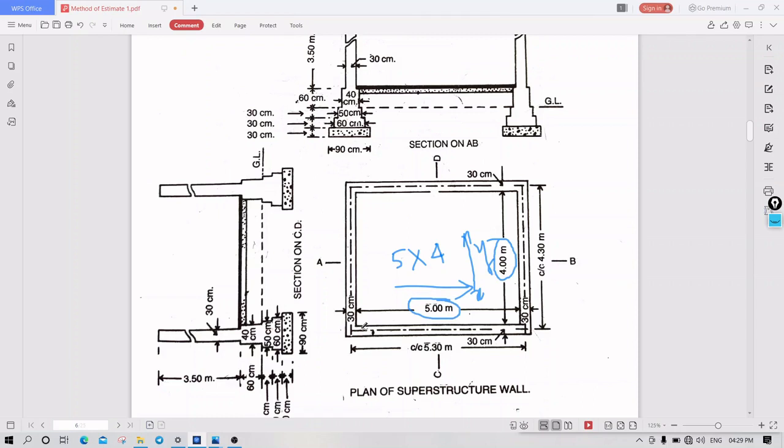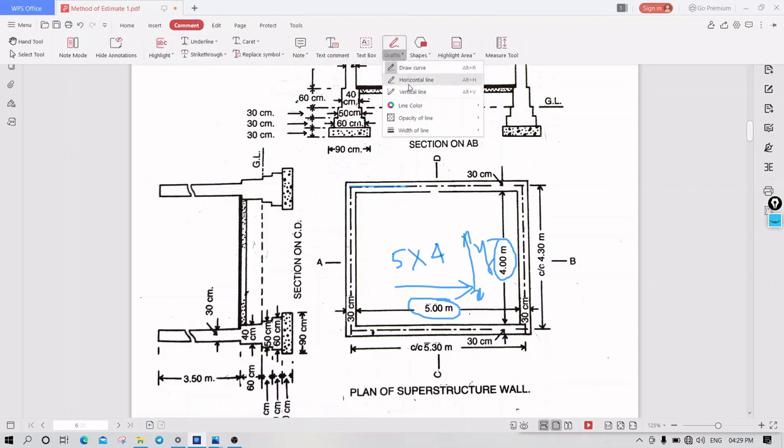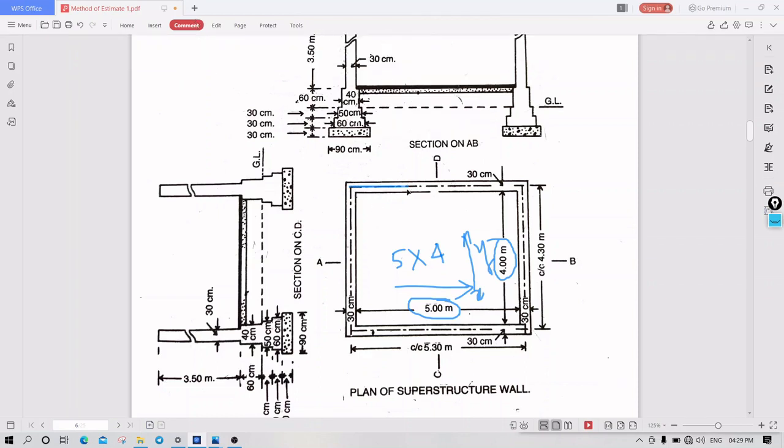First, we need to find the center line. What is the distance of the center line? What is the center line? See here, the dotted line is the central line. This is the central line, and this is the central line. What they are showing is the plan of the superstructure wall. It is planned to be constructed, but we are seeing the wall section.